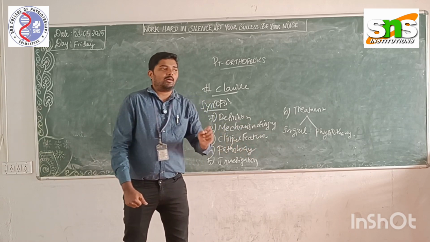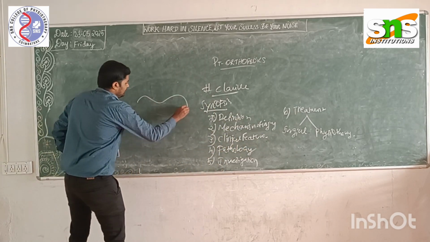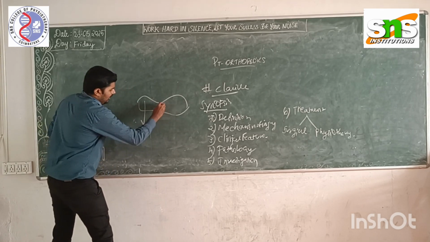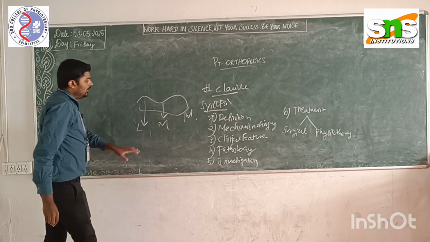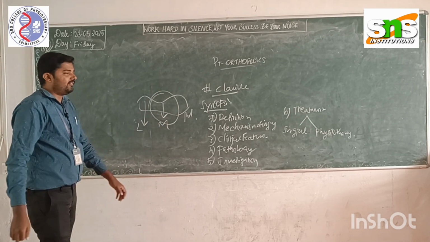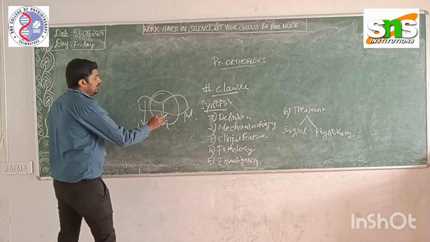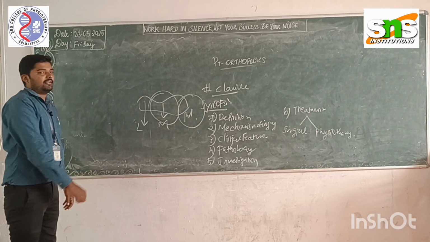Most clavicle fractures occur at the shaft of the clavicle. The clavicle has three parts: lateral, middle and medial end. The fracture most commonly occurs at the middle, the shaft. Dislocation most commonly occurs at the medial end, the sternoclavicular joint.